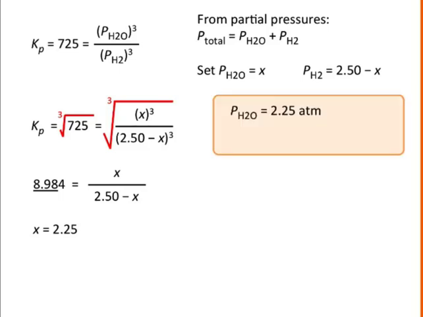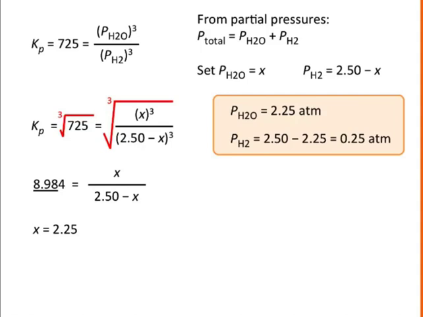Now we're almost there to answering the question. So the question asks, what are the partial pressures of both at equilibrium? Well, we found x. We decided earlier that x was water vapor. Totally arbitrary that we picked it that way, but we did. And so here's the partial pressure of water. And then the partial pressure of hydrogen is just 2.5 minus 2.25, minus x, basically. And so we get the partial pressure of hydrogen. And so in this orange box here is the answer.